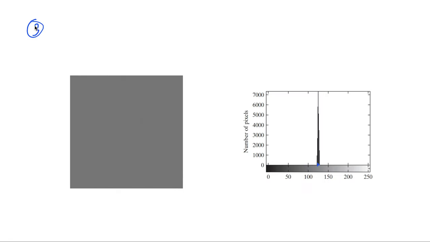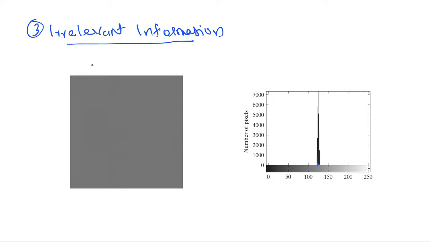The third type of data redundancy is irrelevant information. In order to explain the idea of irrelevant information, just look at this image. This image has a grayish color all over the image. And if you look at the histogram of that image, you can see that the major contribution to this image comes from an intensity level or a gray level that is between complete darkness and complete brightness. Well, let's say that intensity value is 128.